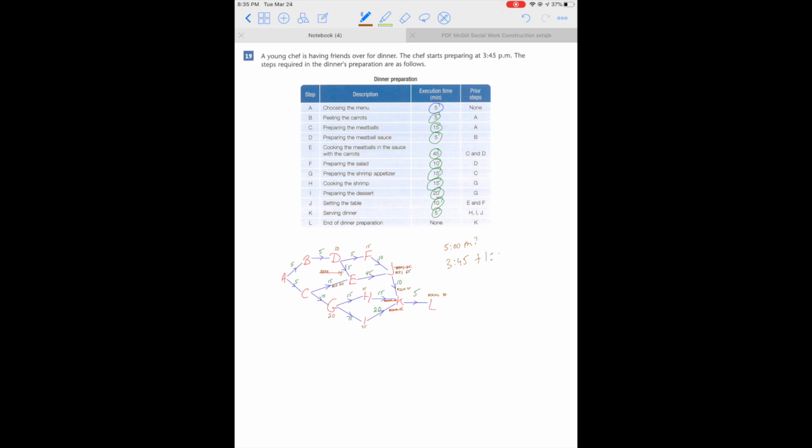Adding an hour, plus I'm adding 20 minutes. 60 minutes after 4 is 5. So we're talking about 5:05. So the shortest amount of time is 80 minutes. Now dinner's going to be served at 5:05. Big negative on that one.